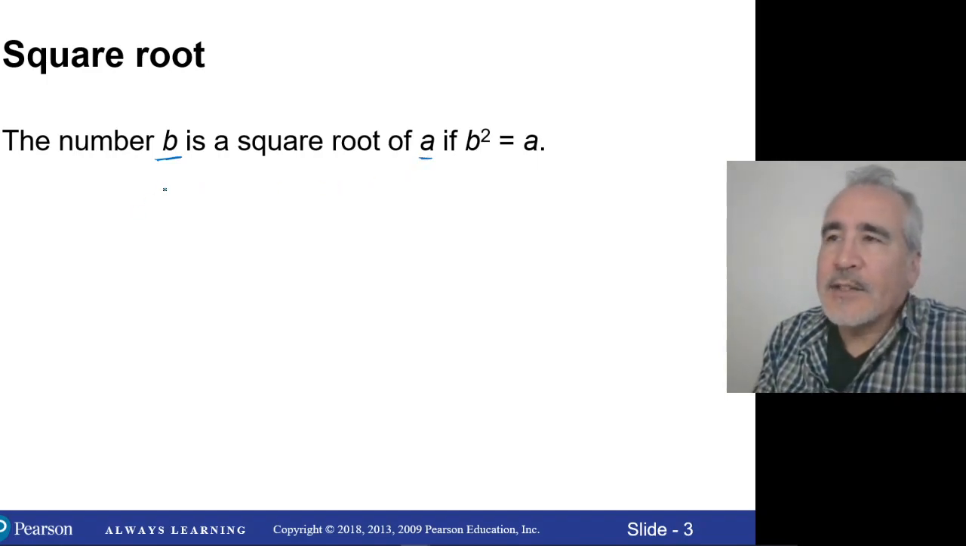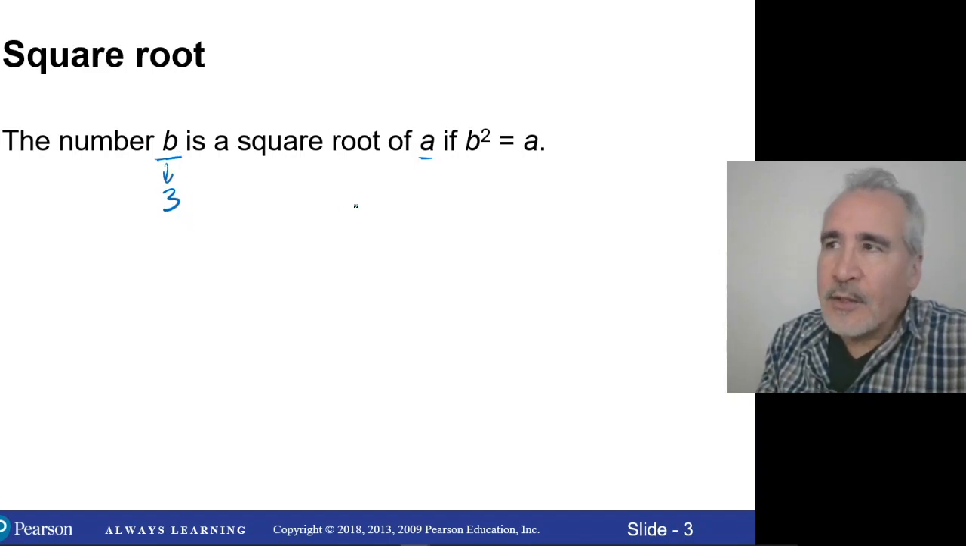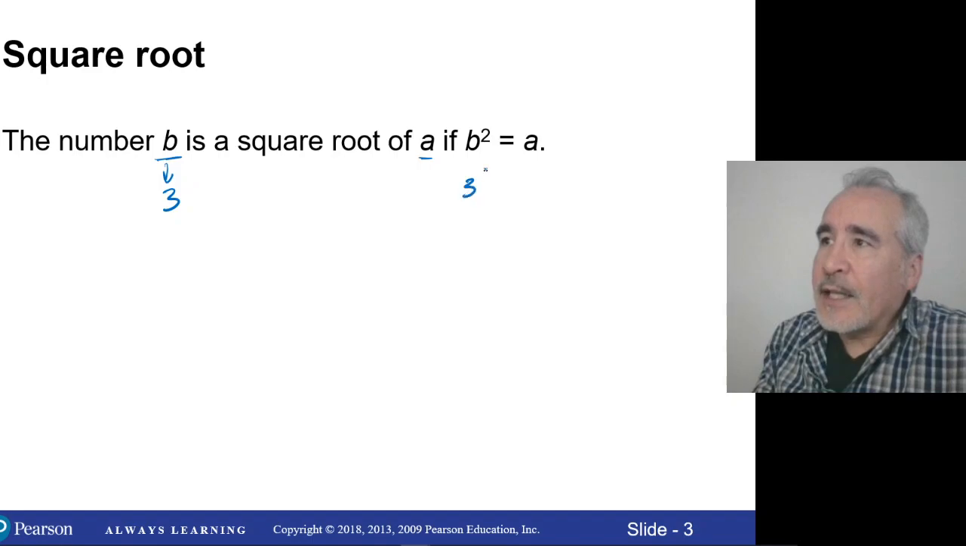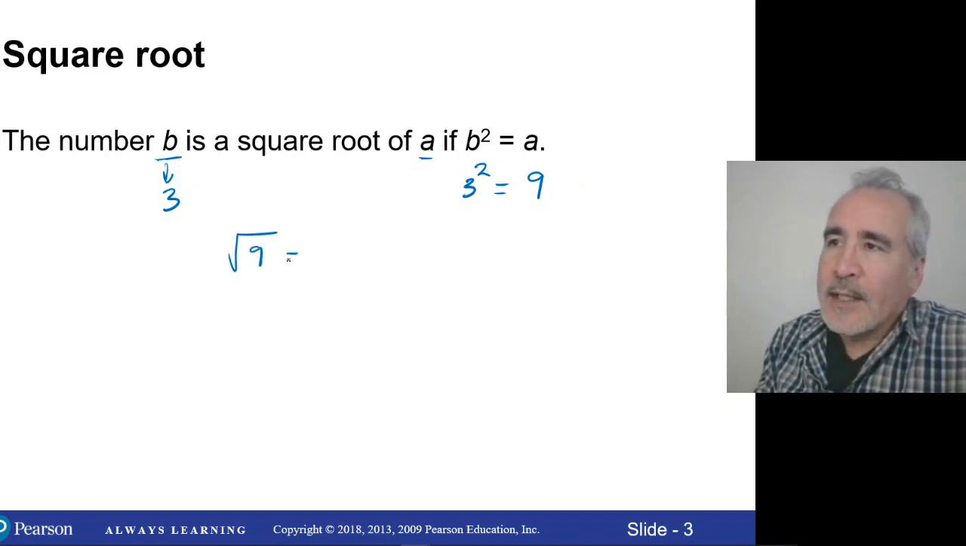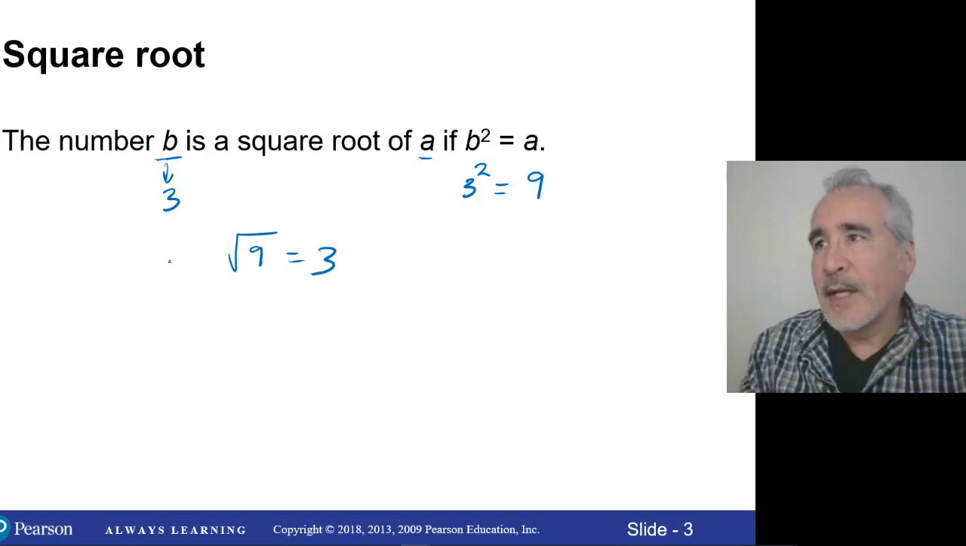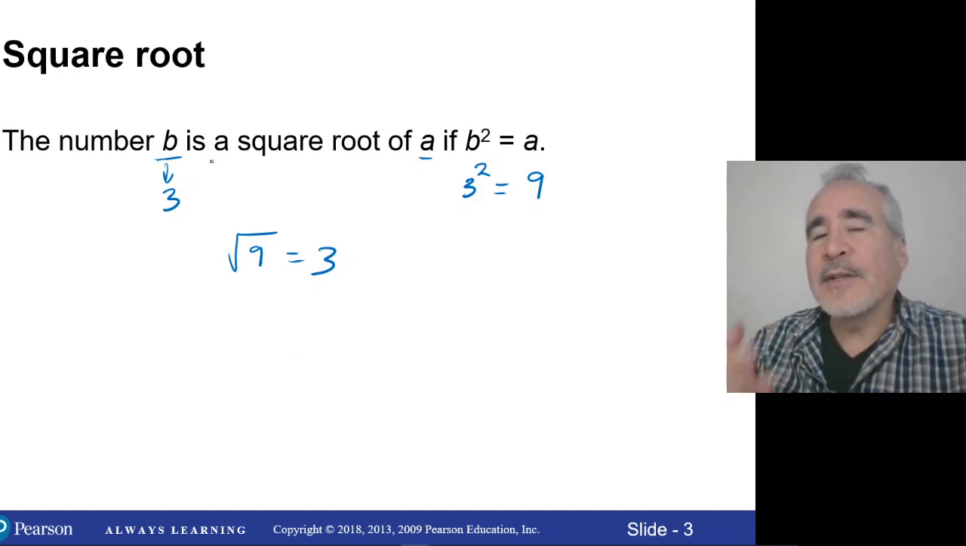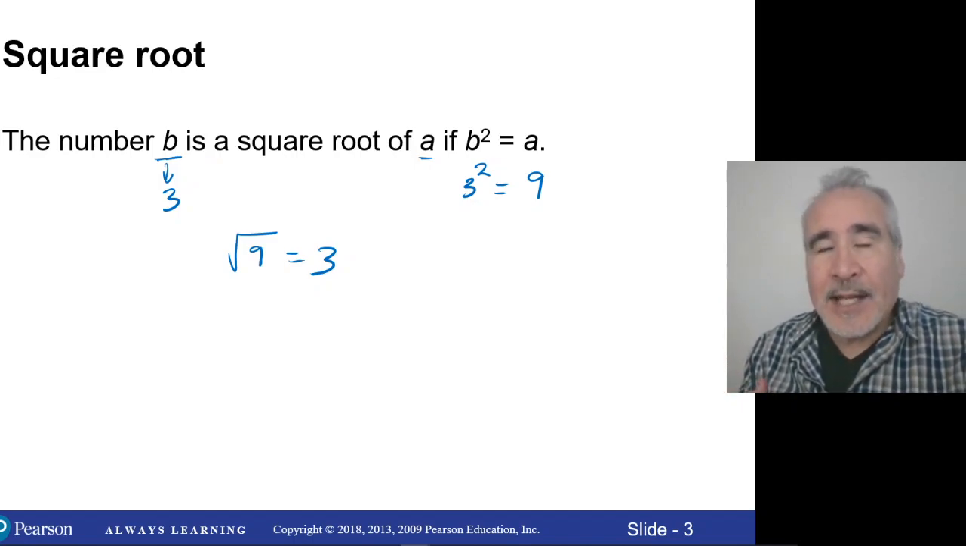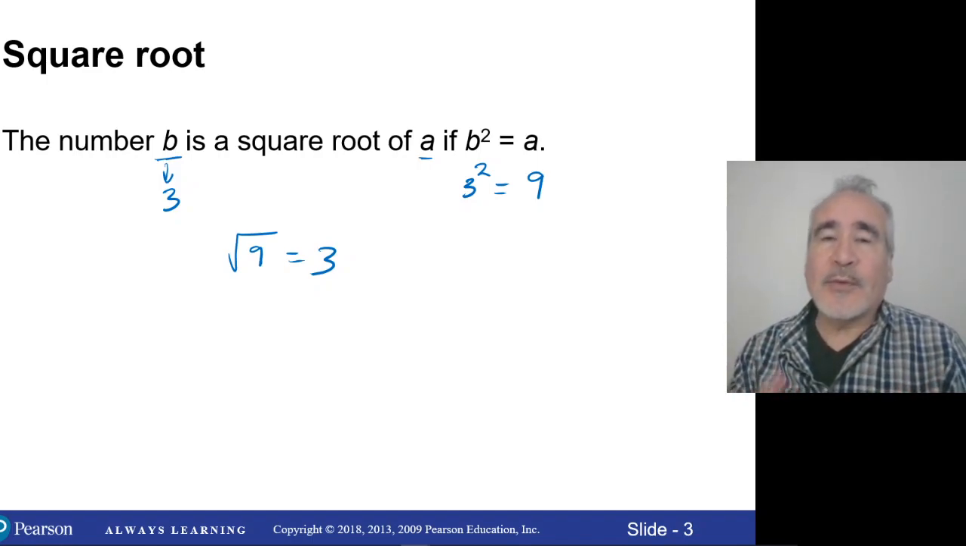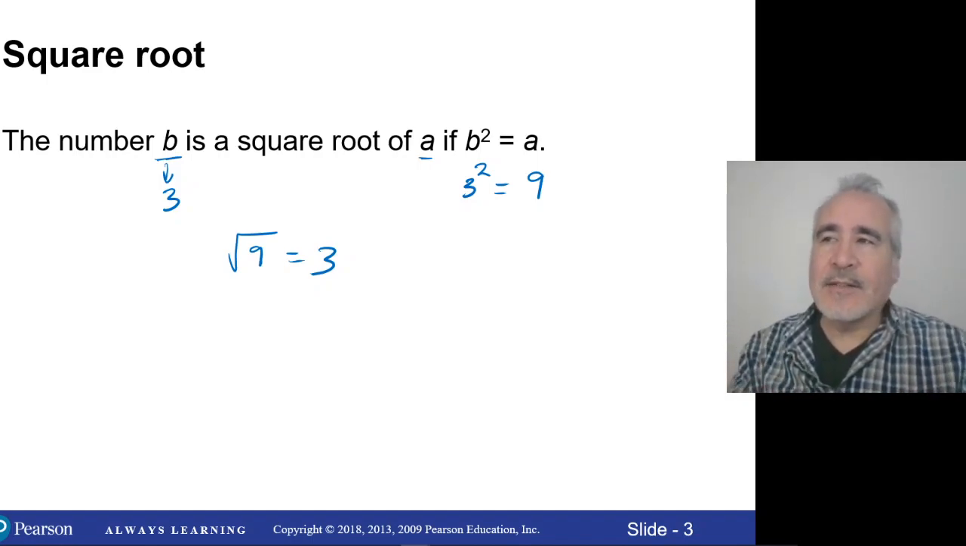So what does that mean? Let's just put some numbers in here. If I call b 3, then what happens? If I take 3 and I square it, I get 9. So that means that 3 is the square root of 9. And we write that as the square root of 9 equals 3. Okay, so it's kind of like we're defining it backwards. 3 is the square root of 9 because when I take 3 times 3, I get 9. So it's kind of this give and take sort of thing.